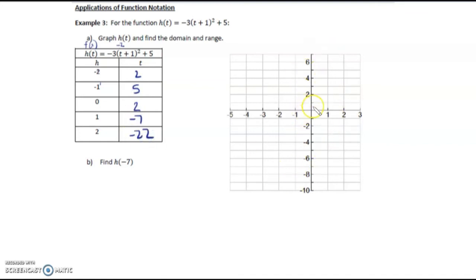Okay, and let's go ahead and graph. So -2, 2; -1, 5; 0, 2; 1, -7; and then the 2 is off the graph, which is okay. We don't have to graph all of them. We know that this is a quadratic because it's in the form y equals x squared.